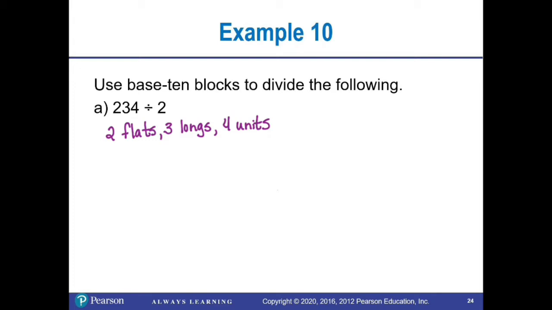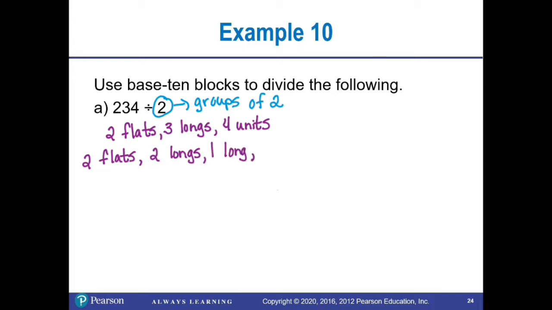When we divide by 2, this tells us we want to put our base 10 blocks in groups of 2. So let's think about our flats. We have 2 flats, so we already have a group of 2. So I'm just going to bring down those 2 flats. I need to put my longs in groups of 2. So when I do that, I would have 2 longs and 1 long. That makes a total of 3. Then bring down the 4 units.